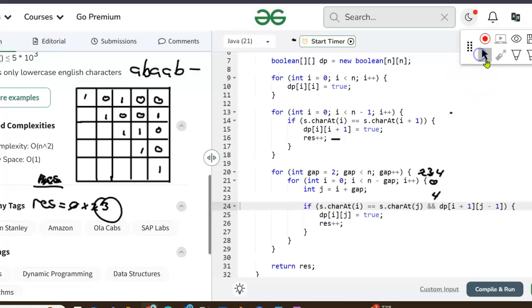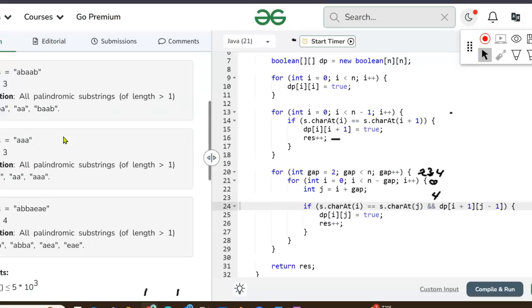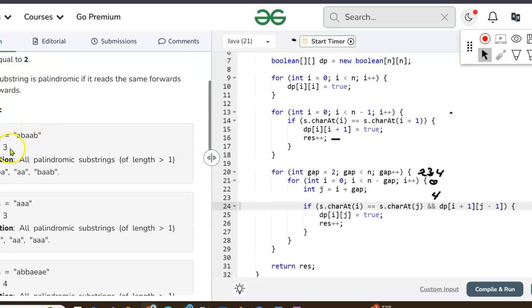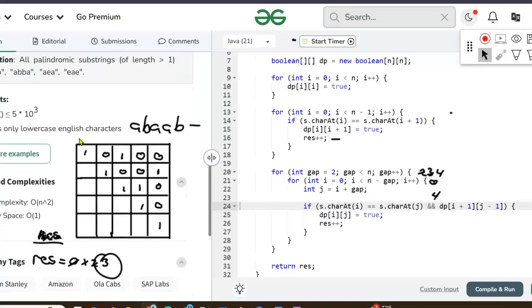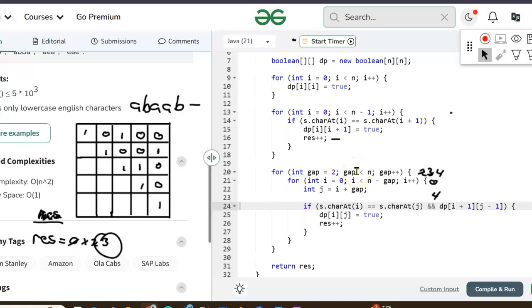I believe I can scroll this. Wait, no, I think I can. AB, AAB, and 3 is the, yeah, so that's what we're looking for. All right, so that's it. It's a dynamic programming problem. It's probably on the lower end of the hard scale, really.